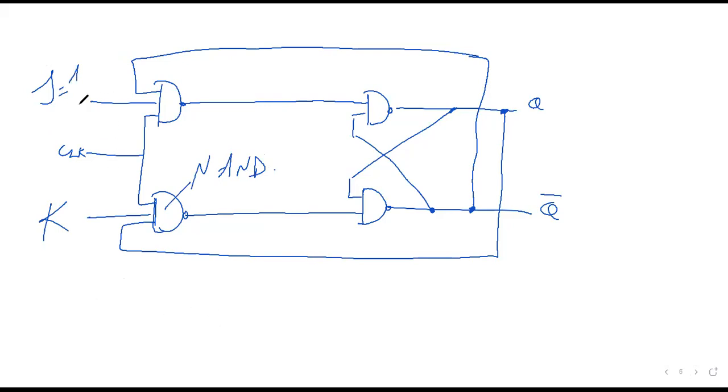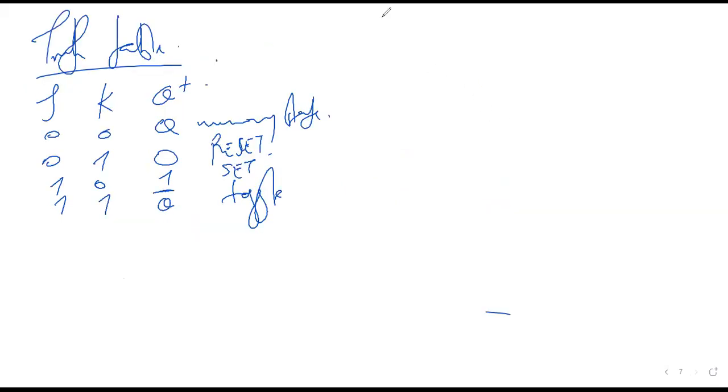What happens if my J is equal to 1 and my K is equal to 0? Do the math. What is my output here? What would be my output here? You will get the truth table, believe me. I did that for the SR flip-flop. I choose not to do it for the JK flip-flop. Right, this is my truth table.